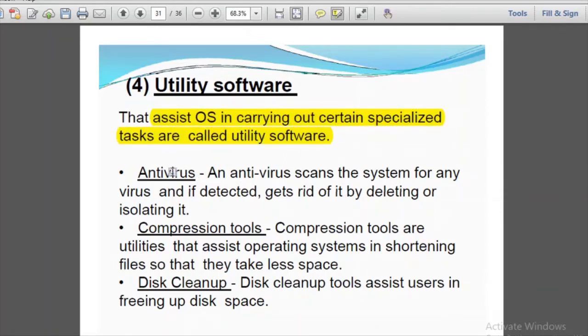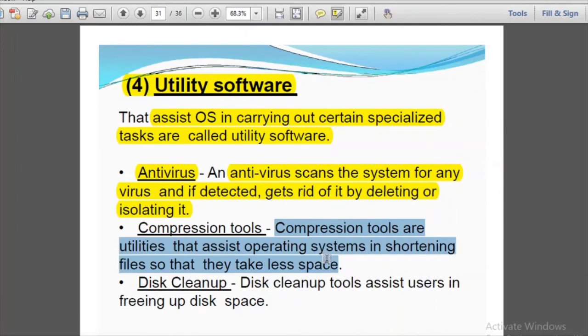Okay, so for example, antivirus scans the system from any kind of threat of virus, and it also deletes the virus or isolates our data. Next is the compression tool. Compression tools are utilities that assist the operating system in shortening files so that they take less space. For example, you have zip. So what does zip do? It compresses the size of your file.